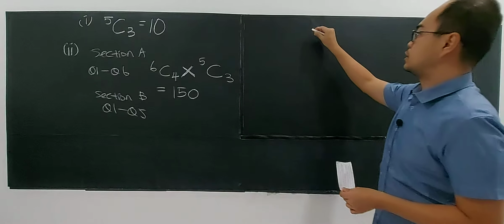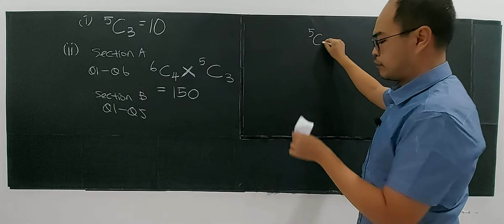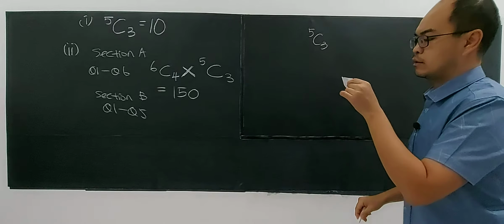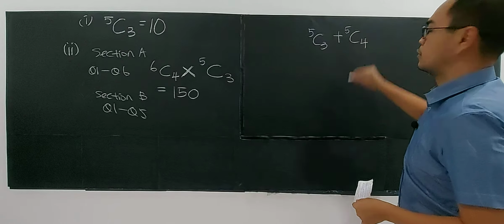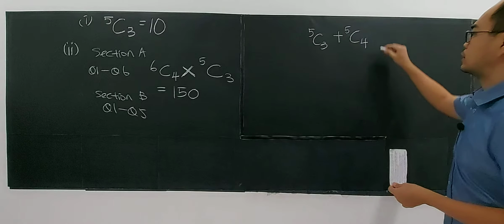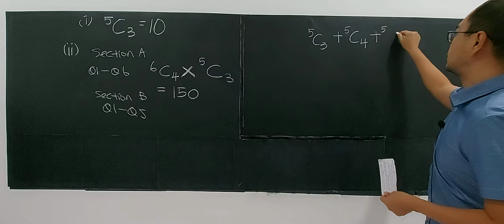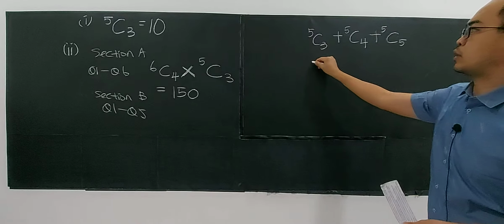There are 3 possibilities. Either you choose 3 questions out of 5, or you choose 4 questions out of 5, or you answer all 5 questions. This is what they mean here.